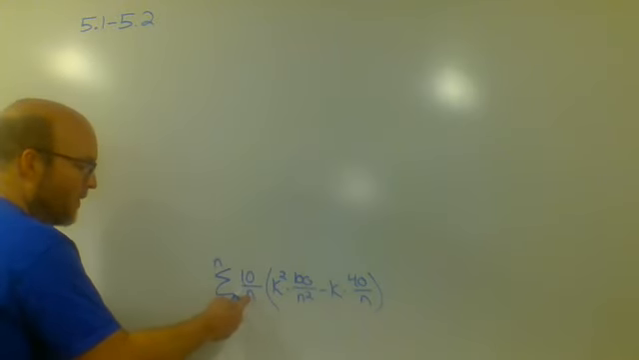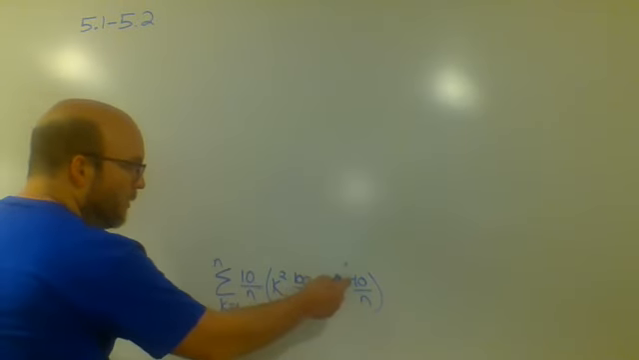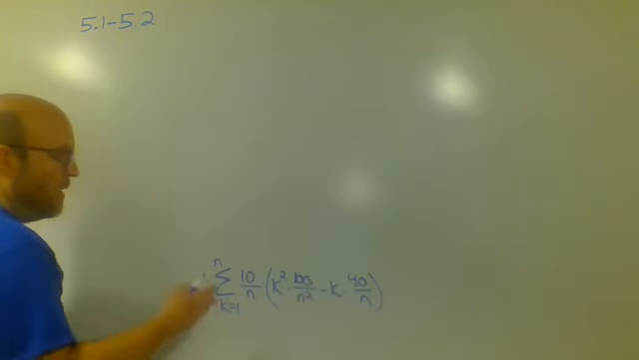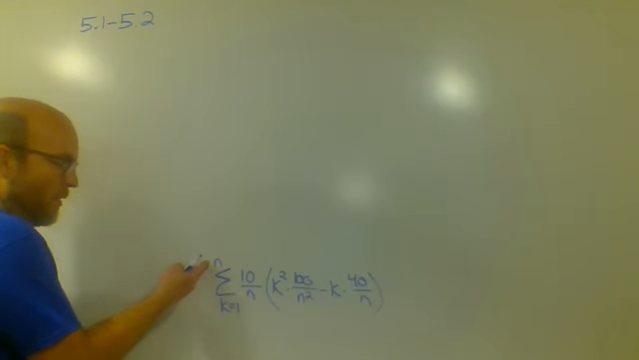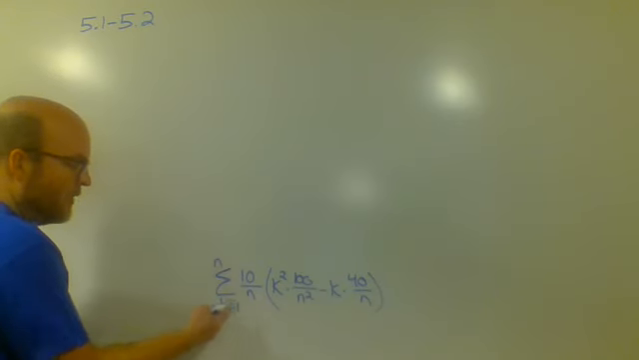Okay, so even though there's a variable here, 10 over n is a constant. 100 over n squared is a constant. 40 over n is a constant because it's not changing. Once we pick the value of n, it's not changing. It's the k that's changing.